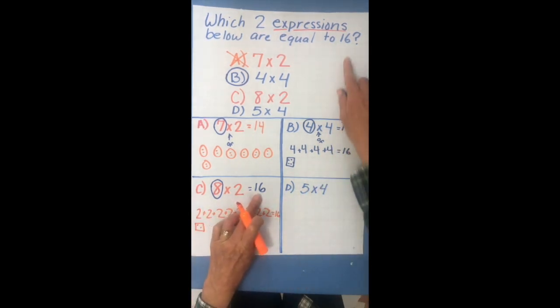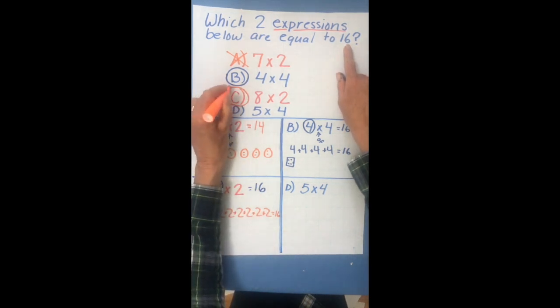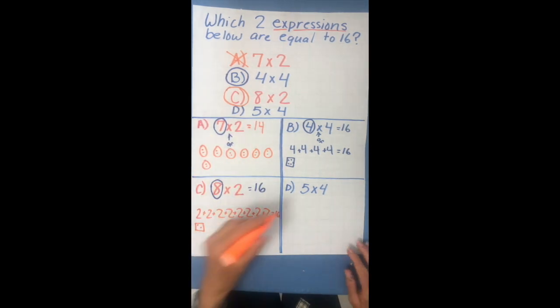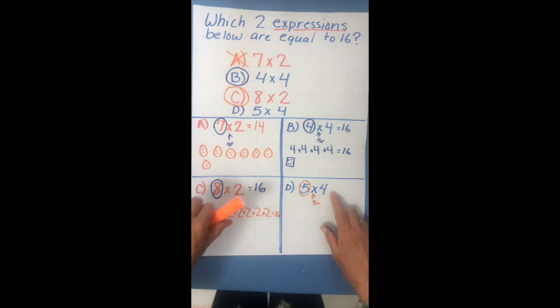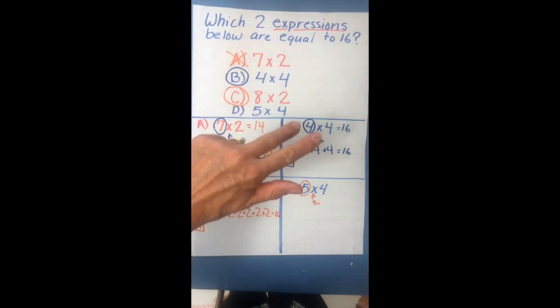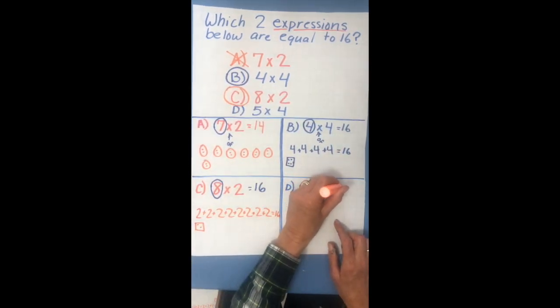So they wanted to know which two expressions equaled 16. It looks like I've got them, but I still wanna double check this one because sometimes I make mistakes. So I'm just gonna double check. So I know this is 5 fingers, 5 groups of 4. So I'm gonna skip count by 4s and I'm gonna have 5 fingers. 4, 8, 12, 16, 20. So this is equal to 20.